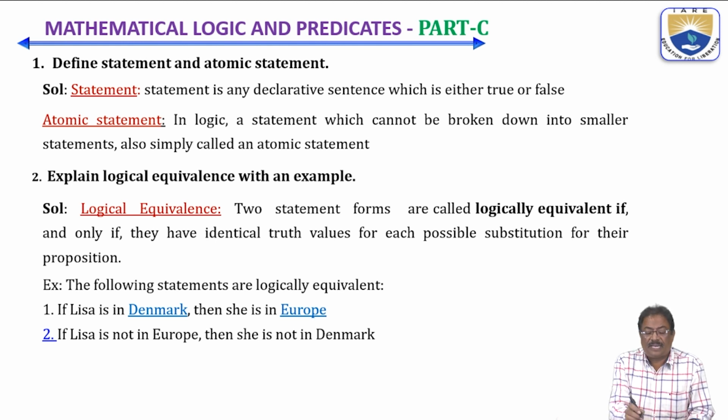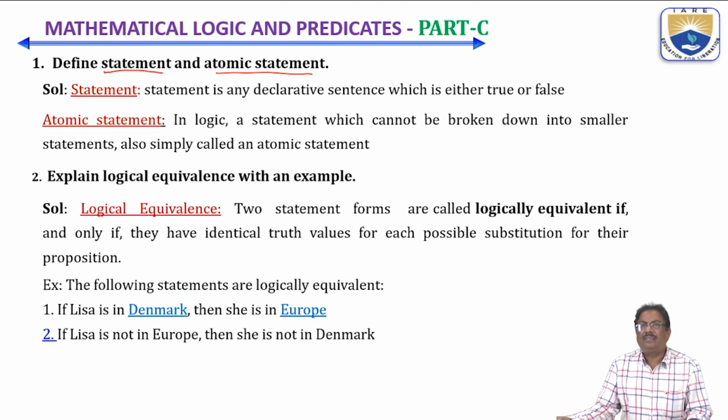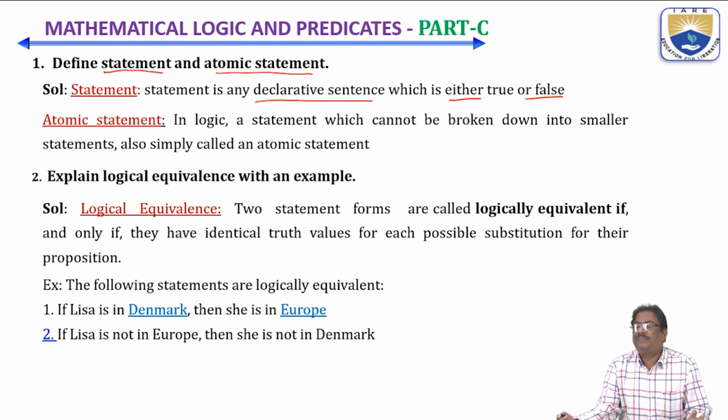What is a statement? Define a statement and atomic statement. A statement is nothing but any declarative sentence which is having either true or false. Such declarative sentences we are calling statements. Suppose I say that Bangalore is the capital of India. That has a truth value, so either it may be true or false.